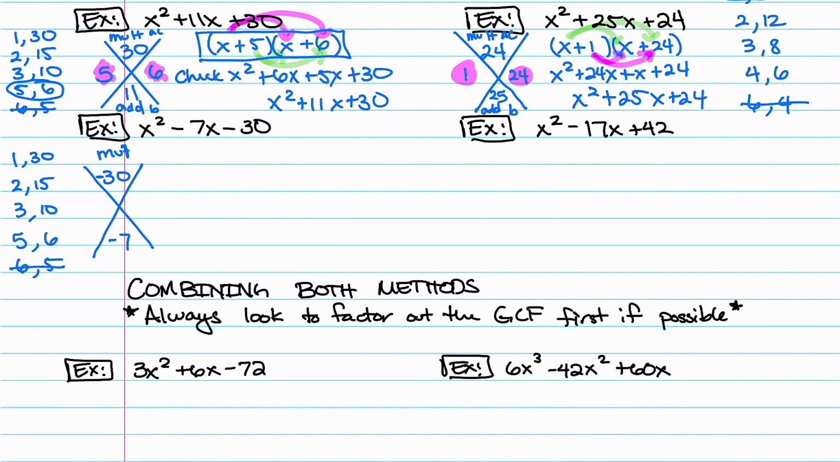All right, here's where it gets a little bit interesting because I need two numbers that add up to negative 7. And right now I have 1 and 30. Doesn't work. 2 and 15 doesn't work. 3 and 10 will work as long as the 10 is negative.